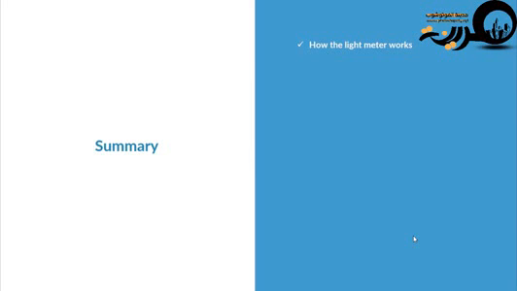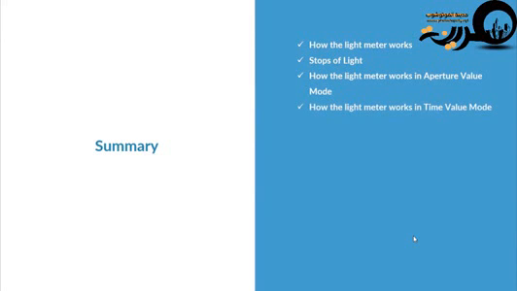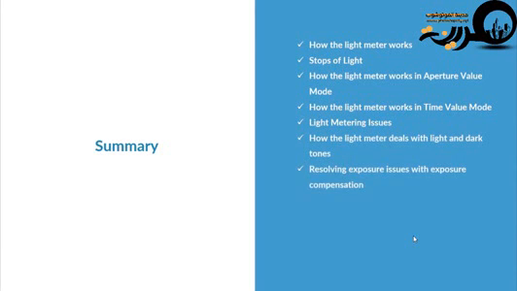So, we had a look at how the light meter works. We had a look at stops of light, and I want you to get used to using those terms, stops of light. Okay, so if you're increasing or decreasing the light, I want you to be able to say stops of light. We had a look at how the light meter works in aperture value mode. We had a look at light meter in time value mode, how it compensates by either adjusting the aperture or the shutter speed. We had a look at issues that you encounter as well with your light meter and how you can compensate for those as well. Okay, we had a look at resolving exposure issues with compensation as well.